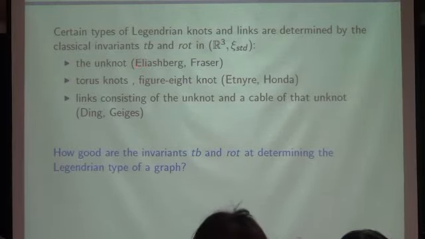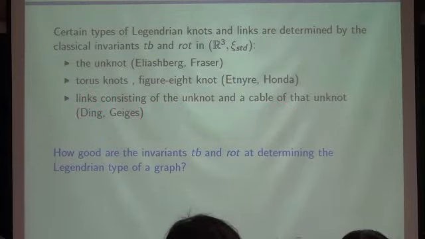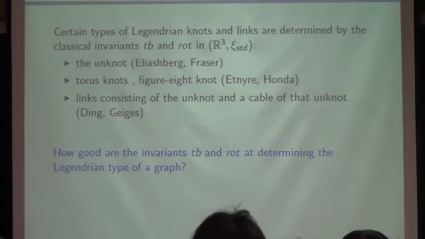This was done by Eliashberg and Fraser. This has also been shown to be the case for torus knots and the figure 8 knot, and that was done by Etnyre and Honda. And it's also been shown for links that consist of unknots and cables of unknots by Ding and Geiges. So we asked the same question: if we would be able to find a graph, and then we also have to take a topological type that we're working with for that graph, and have the TB and the rotation number determine the Legendrian type in that case.